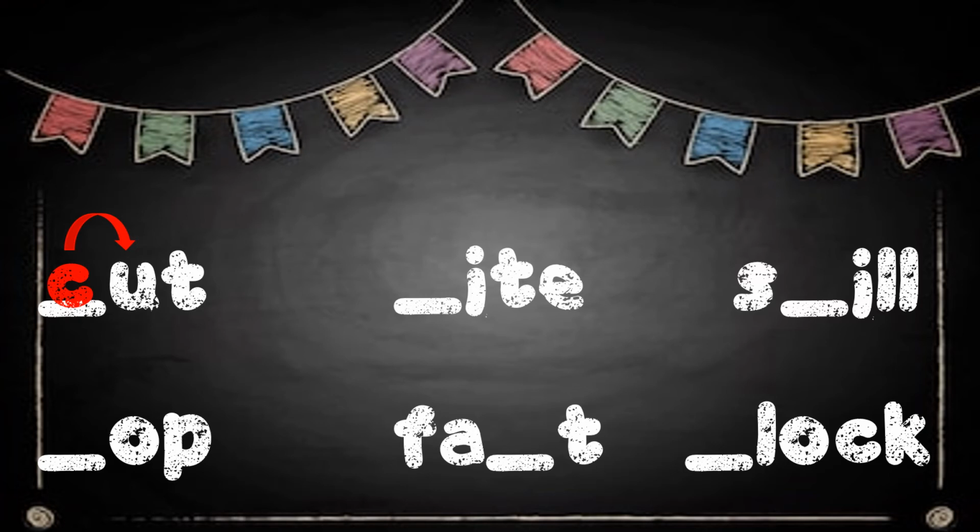Let's look at the next one, I-T-E. If we have the letter I before the k sound, that means that we're going to have the letter K in its place. So now we have the word kite.